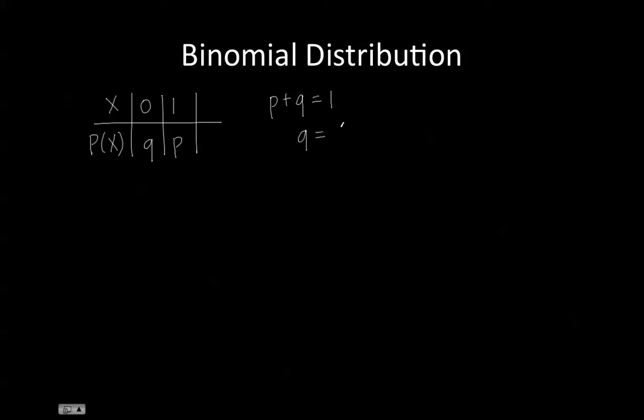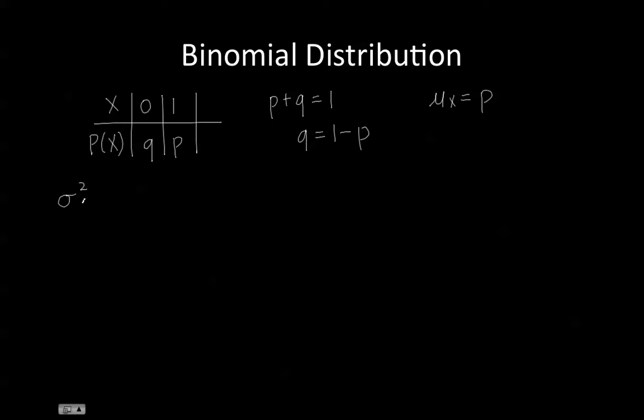So let's say we wanted to find the standard deviation or the variance of a count x with binomial distribution. Well, we could set up a similar table as before for one trial with 0 successes or 1 success. And once again, we have p plus q equals 1 because those are the only two options we have, and q is equal to 1 minus p.